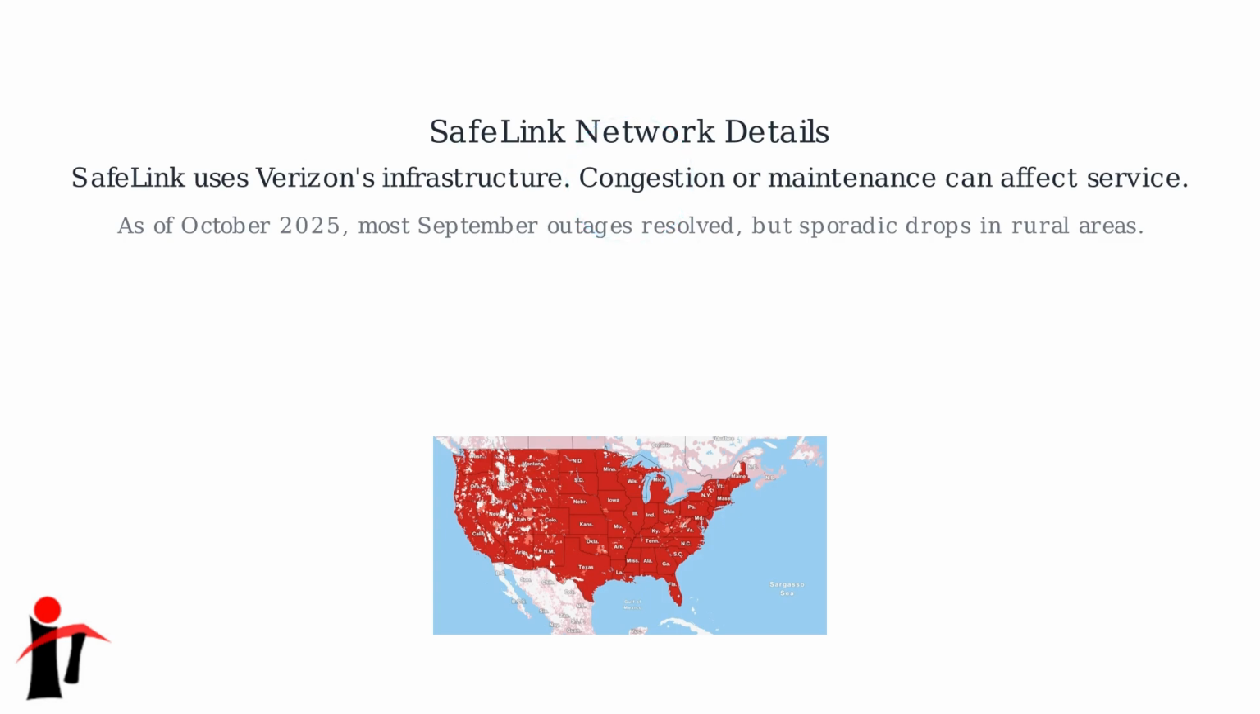As of October 2025, most widespread outages reported in September have been resolved, but sporadic signal drops can still occur, especially in rural areas. If signal strength is good and there's no reported outage, your APN settings may be the culprit. The APN is the gateway that allows your phone to connect to the internet.